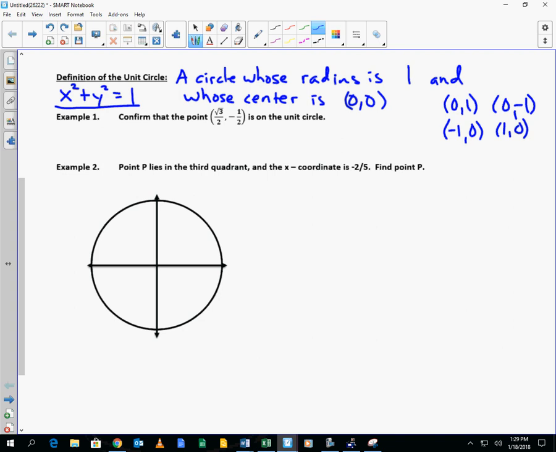Well, if we want to check to see if this point's on the unit circle, we're going to plug it in. I get the square root of 3 over 2. I'm going to square that. Plus negative 1 over 2 squared. I'm going to see what I get. If I square the square root of 3, I get 3 over 4, plus 1 over 4 is 4 over 4, which is 1. So did it satisfy the unit circle? Yes, so it is a point on the unit circle. All good? Okay.